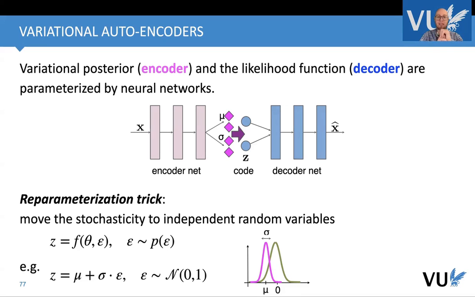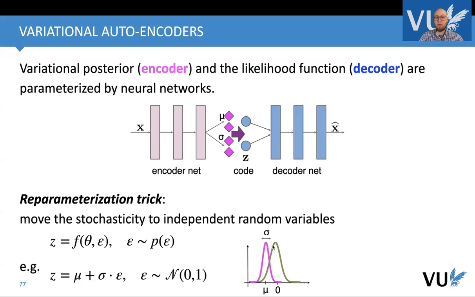And this trick tells us that we can move stochasticity to independent random variables. So what does it mean? It means that when we want to generate z for a given x, ideally, we should do it by introducing some new random variable, and this encoder is actually deterministic, and we just generate something stochastic by adding an independent auxiliary random variable. And in the case of Gaussian, we can do that.